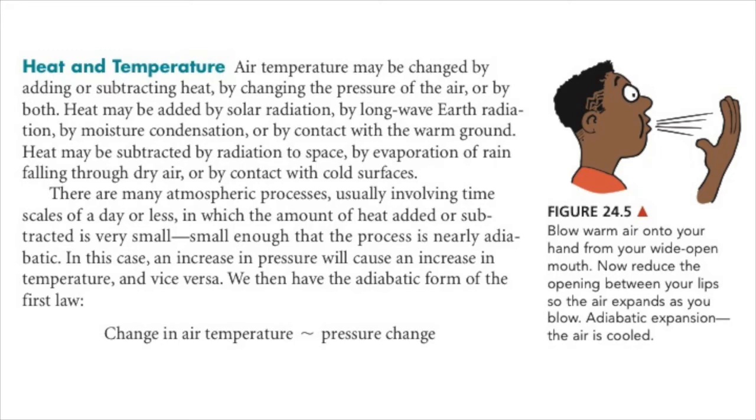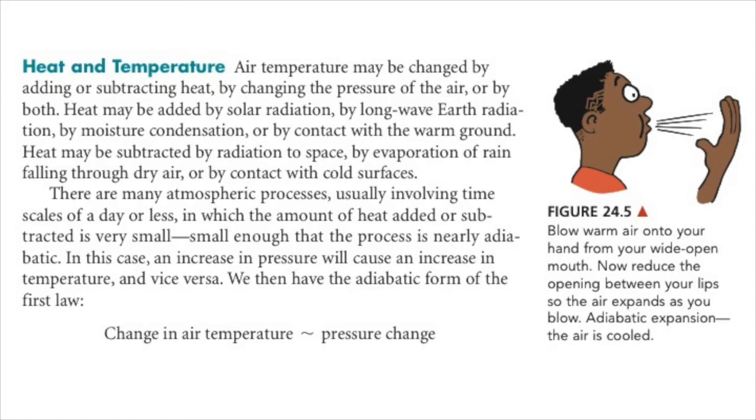Heat and temperature. Air temperatures may be changed by adding or subtracting heat, by changing the pressure of the air, or by both. Heat may be added by solar radiation, by long wave Earth radiation, by moisture condensation, or by contact with the warm ground. Heat may be subtracted by radiation in space, by evaporation of rain falling through dry air, or by contact with cold surfaces.